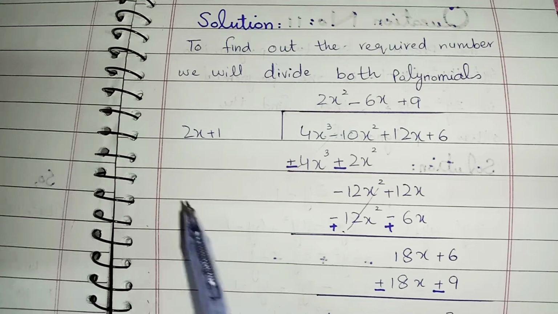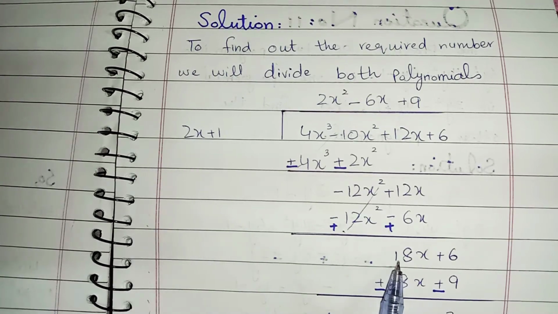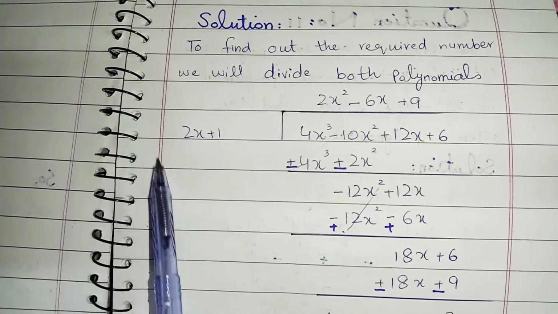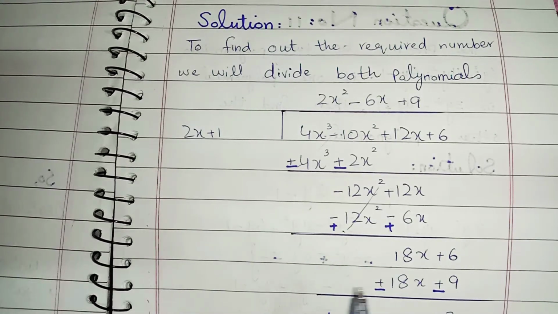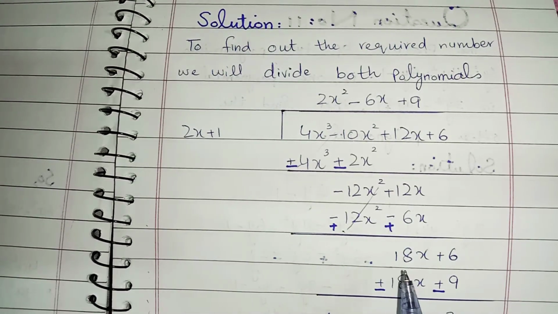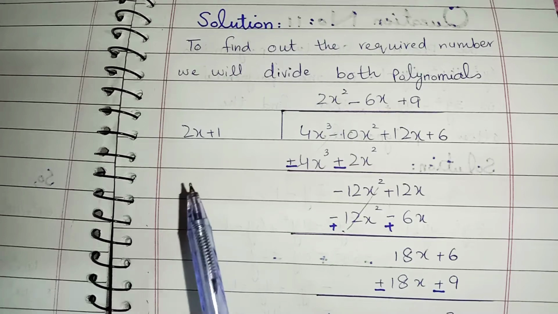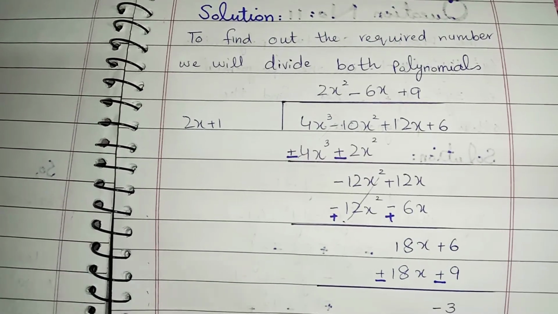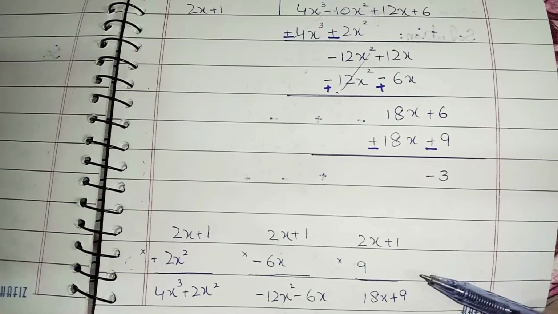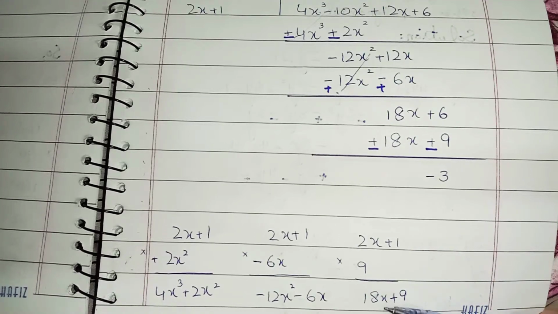Now we have to multiply 2x with some number to get 18x. So we will multiply 2x into 9. So we will get 18x. We will multiply the complete divisor polynomial with plus 9. Here we will multiply 2x plus 1 into 9. We got 18x plus 9.